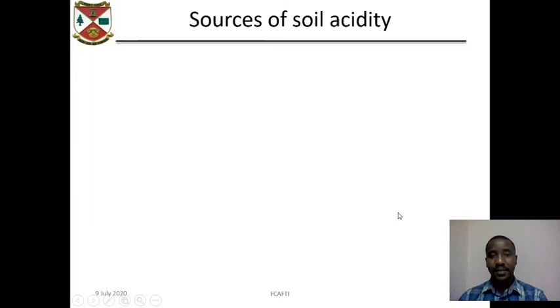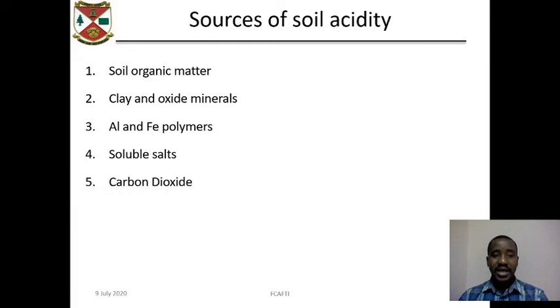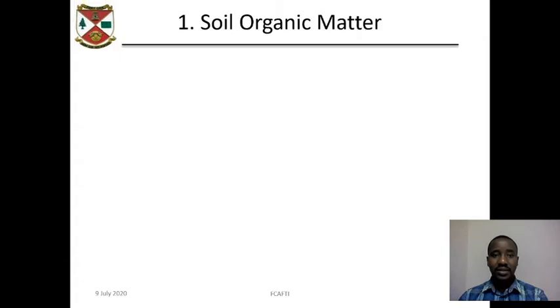Now let us look at the sources of soil acidity. What are the sources of soil acidity? The first one is soil organic matter. The second one is clays and oxide minerals. The third one is aluminum and iron polymers. The fourth one is soluble salts, and the fifth one is carbon dioxide. Now let us look at them one by one. Let's start with soil organic matter.